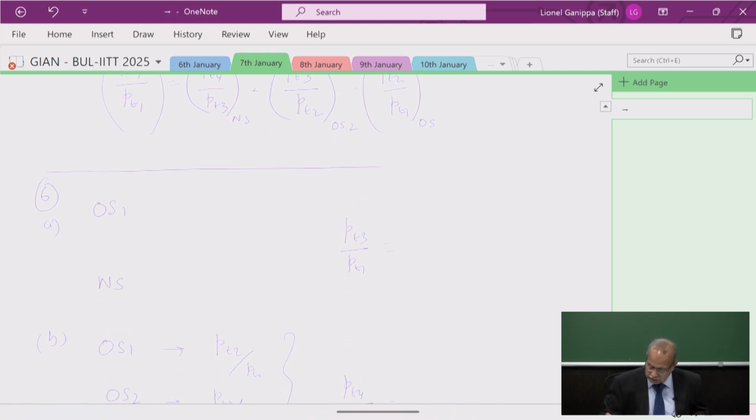Now you work out the problem and then tell me what is the value for PT3 by PT1 for part A. Come on, you can start solving it now. To make it simpler and easier, it is given only 10 degrees, same value.